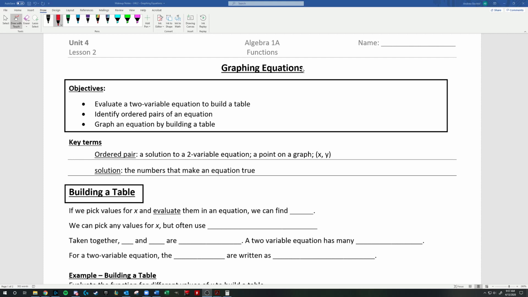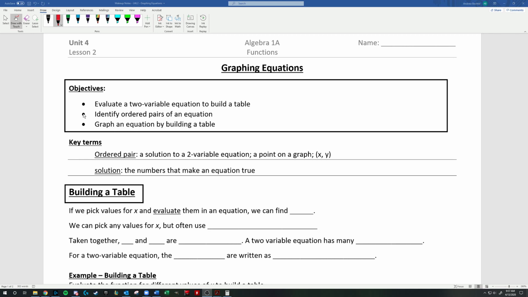This is lesson 2 for the makeup work in functions in Algebra 1A. Here we're going to learn how to graph equations. Our objectives: we're going to continue to evaluate two-variable equations like we did in lesson 1, but now we're doing it with the goal of building a table. We want to identify ordered pairs of an equation, and we want to graph an equation by building a table.